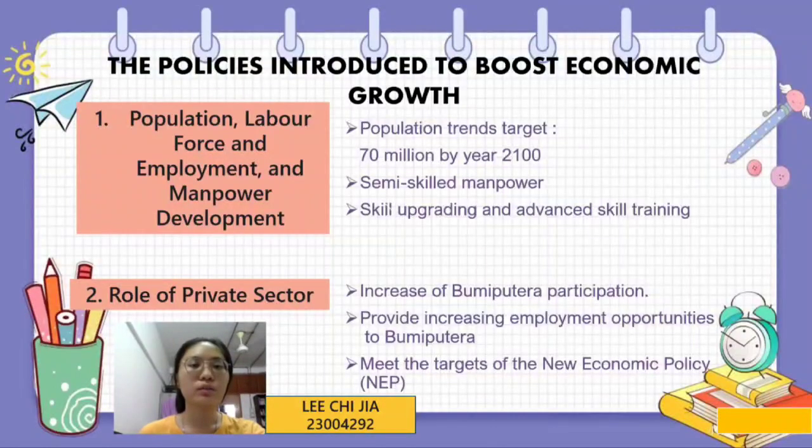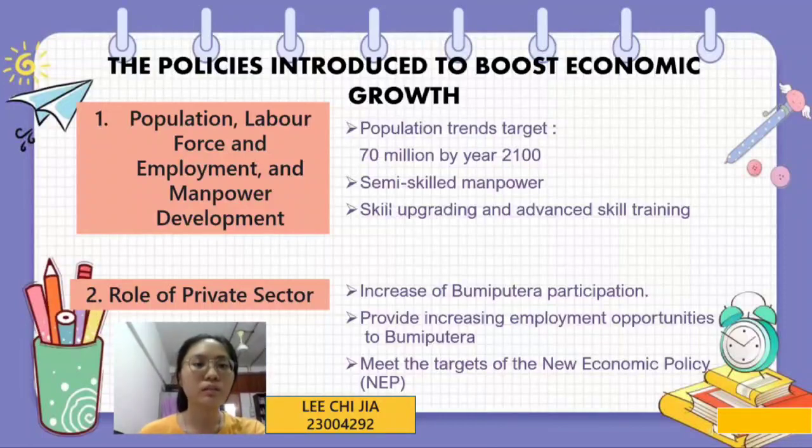Next is the policy introduced to boost economic growth. The first policy is population, labor force, employment, and manpower development. The government continues to monitor closely current population trends to ensure that the target of 70 million by the year 2100 is achieved. The development of skilled manpower will continue to receive high priority to meet the skill demand of the economy, particularly that of the industrial sector. Skill upgrading and advanced skill training will play an important role in raising productive capacity.